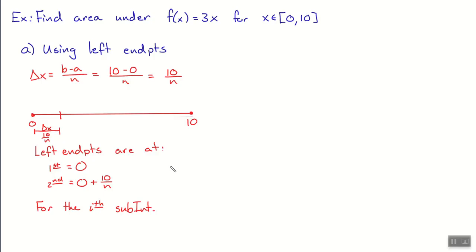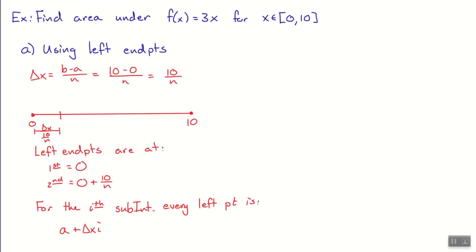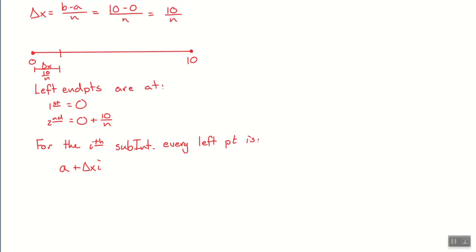For the ith subinterval, every left point, and I guess this is for every subinterval, so this feels weird when we write it, is, forget the grammar part of it, I think we can always just simply take a, wherever we start, plus delta x, i times. Now, we are using left or right endpoints. We're using left, so let's think this out. Where's i going to start?